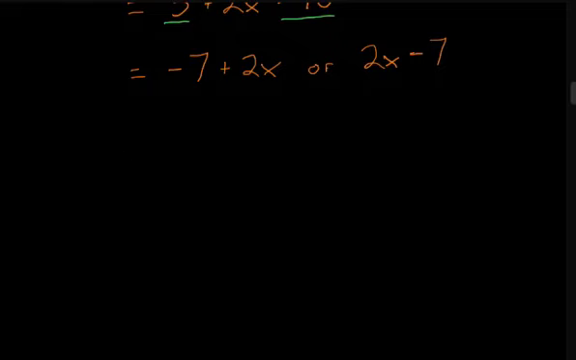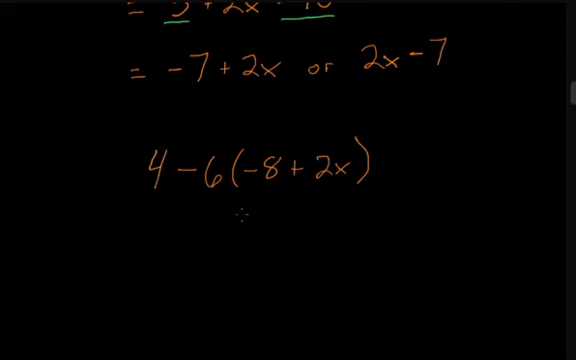All right, let's do one more. Let's say we had the expression 4 minus 6 times negative 8 plus 2x. How would we simplify that? So the first thing we want to do is look at what we have. We have a numeric term 4. That's an expression all by itself. There's nothing we can do with 4. So we're just going to bring it down. And we're going to say we have 4.